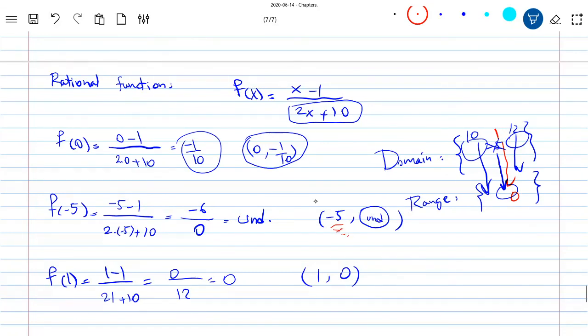That's for later on, when we discuss the domain of rational functions and square roots and so on. But just make sure that you understand the concept. I'm going to stop here and hopefully discuss more later on.